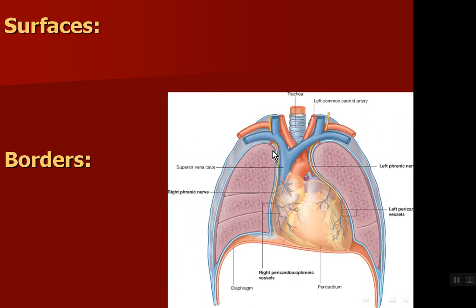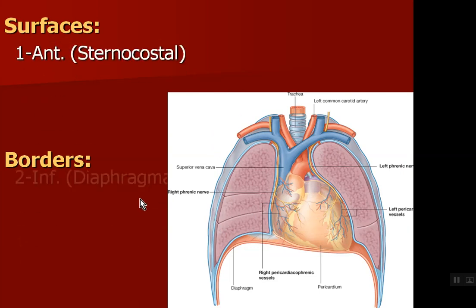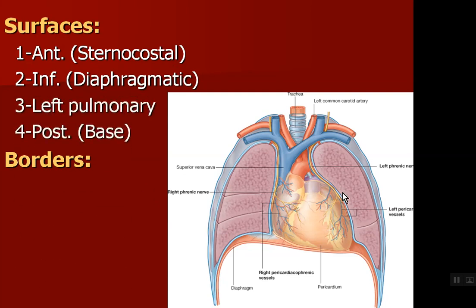Okay, let's start speaking about the heart details. The heart has four surfaces. The first one is the anterior sternocostal surface here. Another is inferior. The inferior surface is the surface where the heart is located above the diaphragm. The next one is the left, or the pulmonary, and the last one is the posterior. Another name for the posterior surface is the base.